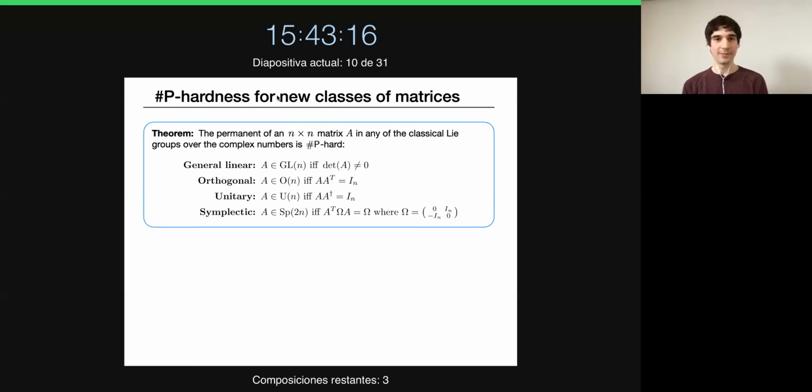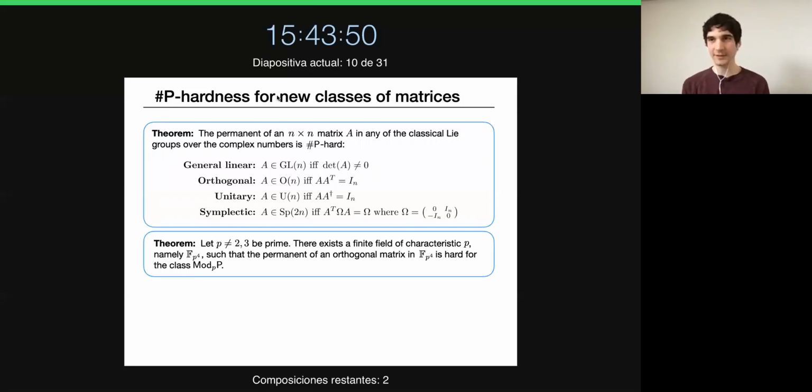If you have a matrix A in any of these classical Lie groups over the complex numbers, then it's still #P-hard to compute its permanent. For instance, the general linear group, the invertible matrices, the orthogonal matrices, the unitary matrices, and even the symplectic matrices: all of these are still hard to compute the permanent of. For the purposes of this talk, I'm going to outline the proof of the unitary case.